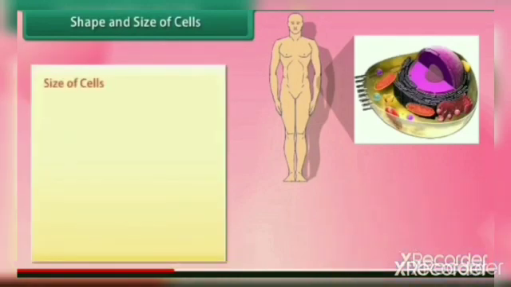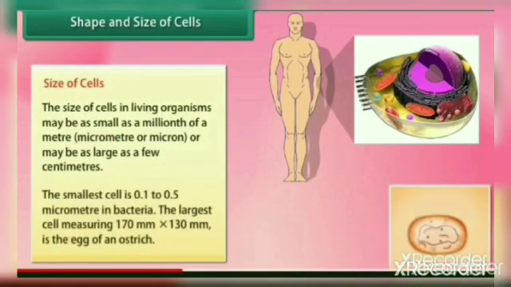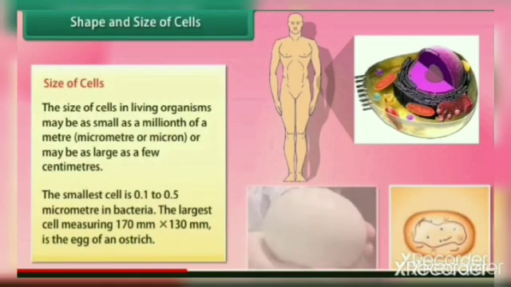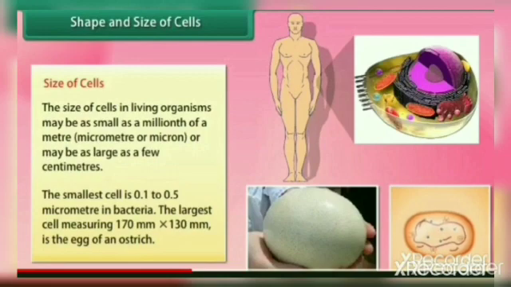Now, size of the cell. The size of the cell in living organisms may be as small as a millionth of a meter, a micrometer, or may be as large as a few centimeters. The smallest cell is 0.1 to 0.5 micrometer in bacteria, and the largest cell, measuring 170 mm to 130 mm, is the egg of an ostrich.